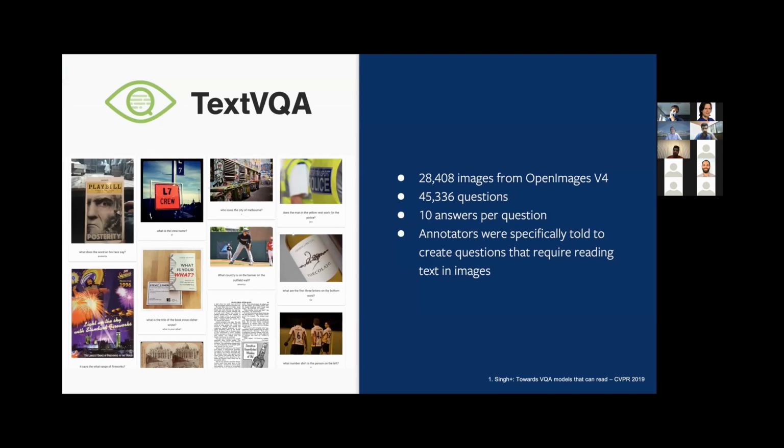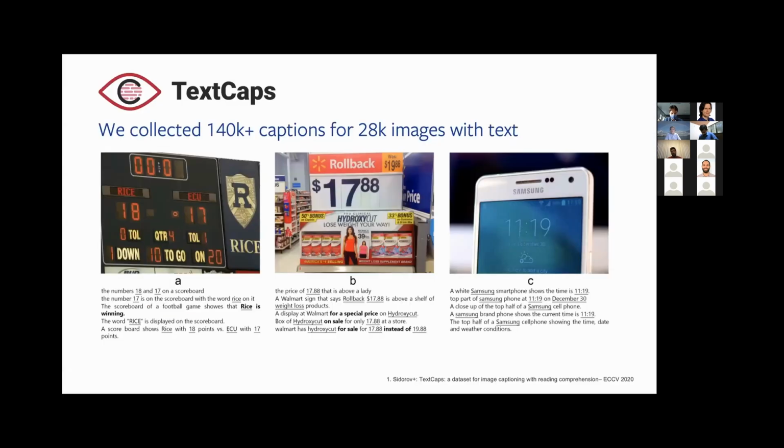We specifically asked the annotators to create questions that require reading text inside the images. We first filtered out 28K images from Open Images which actually contain text. This led to 45K questions, which have 10 answers per question, similar to the VQA dataset. Following the gap, we also created the captioning dataset, TextCaps, collected on the same images, and it has 140K plus captions that require reading text in the image.